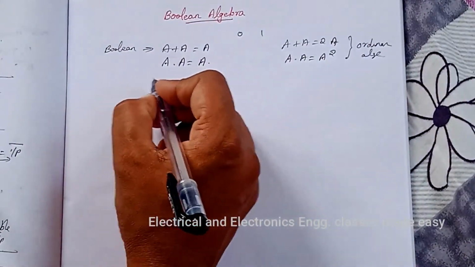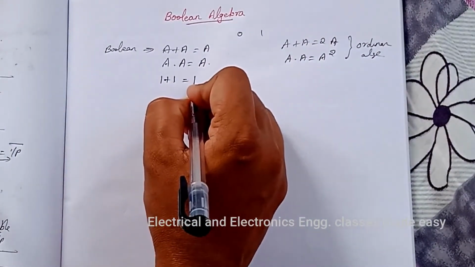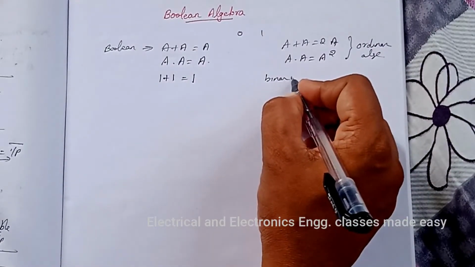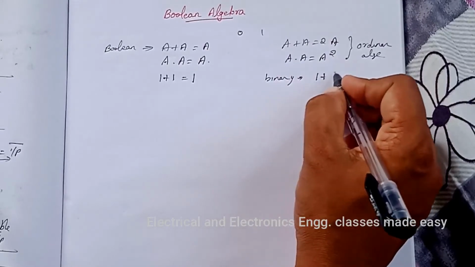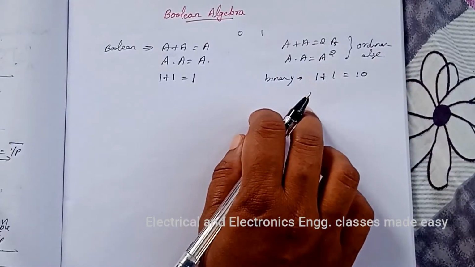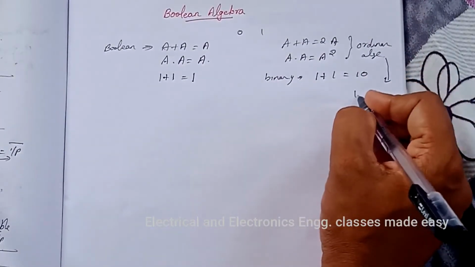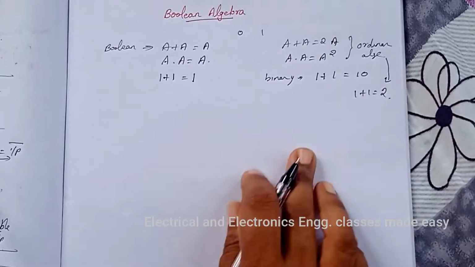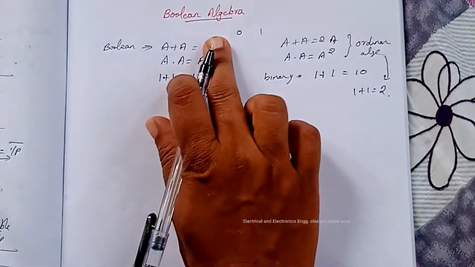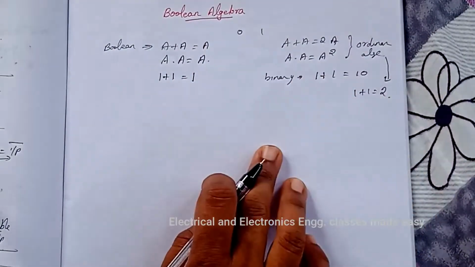And also in Boolean algebra, 1 plus 1 is equal to 1. But in the binary number system, 1 plus 1 is equal to 1 0. And in ordinary algebra, 1 plus 1 is equal to 2. So that is the difference between Boolean algebra, binary and ordinary algebra.